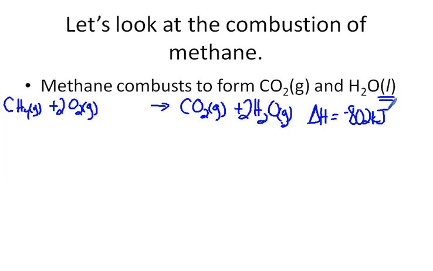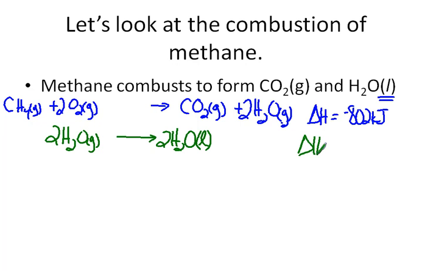Now, we have to go, like I said, from the gas phase of water to the liquid phase of water. So we write another reaction for that. H2O gas goes to 2H2O liquid. We keep the 2's because that's what it was in the original equation. And this has a delta H, because it is a state function, enthalpy, of negative 88 kilojoules.